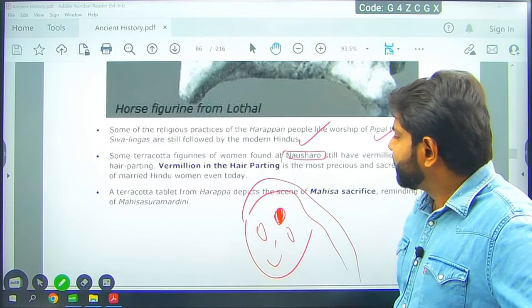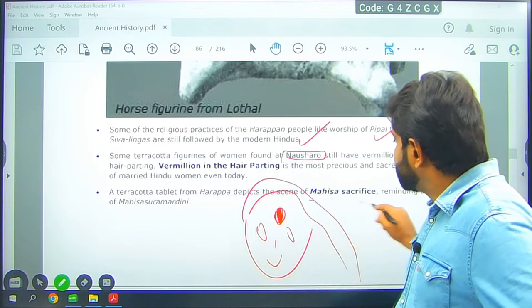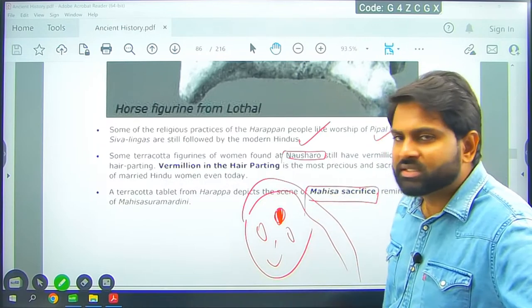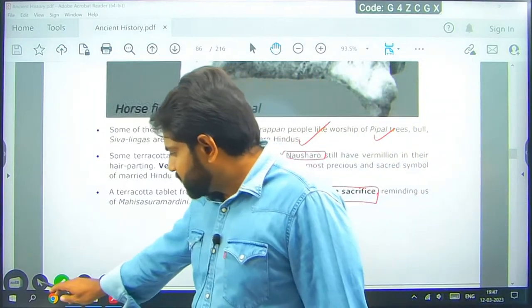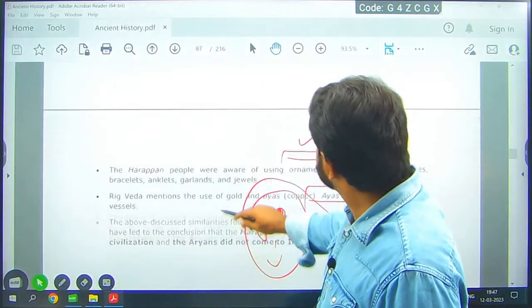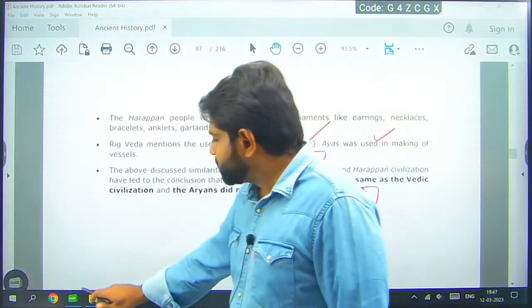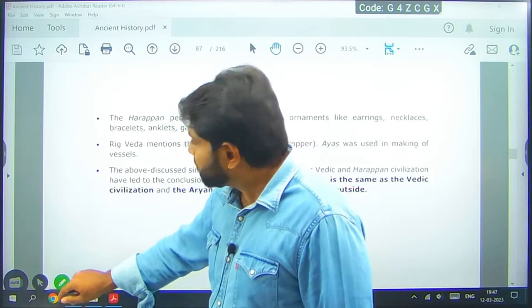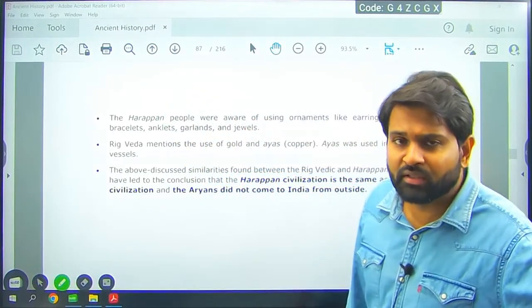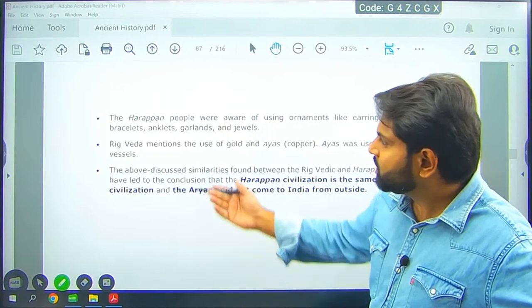A terracotta tablet from Harappa depicts the scene of Mahisha sacrifice, reminding us of Mahishasura Mardini, Ramya Kapardini, Mahishasura Mardini. We are talking about Kali. Aigiri Nandini Nandita Medini Vishwa Vinodini Nandisute Mahishasura Mardini, right?